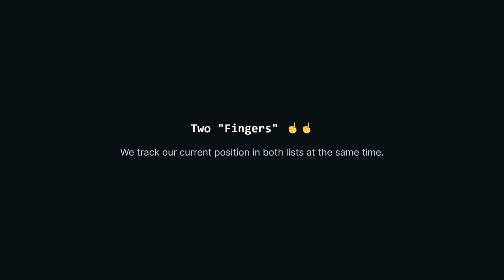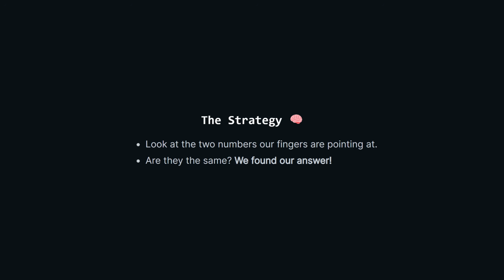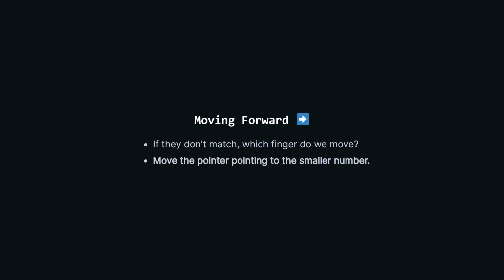Imagine pointing one finger at the start of the first list and another finger at the start of the second list. We will call these our pointers. The strategy is to just look at the two numbers we are currently pointing at. Since we started at the beginning, these are the smallest numbers. If they happen to match right away, boom, we found our minimum common value. But if they don't match, we have to move one of our fingers forward. The trick is, we always move the finger that is pointing to the smaller number.